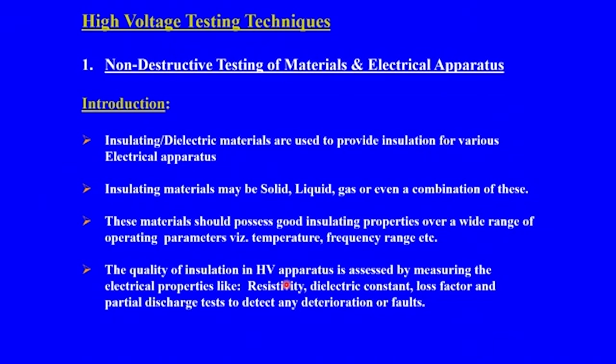The quality of insulation, particularly in any high voltage apparatus, is assessed by measuring the electrical properties like the resistivity, dielectric constant, loss factor or tan delta, and partial discharge to detect any deterioration or faults that exist in the materials.